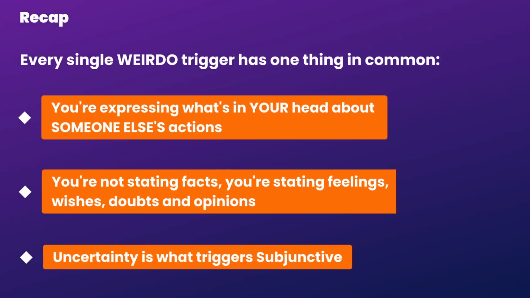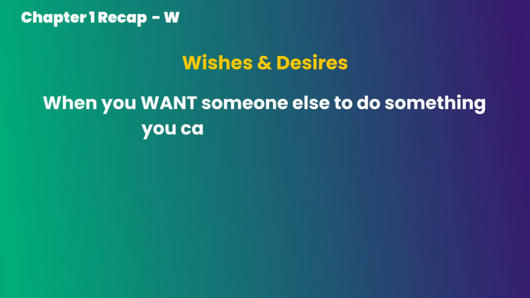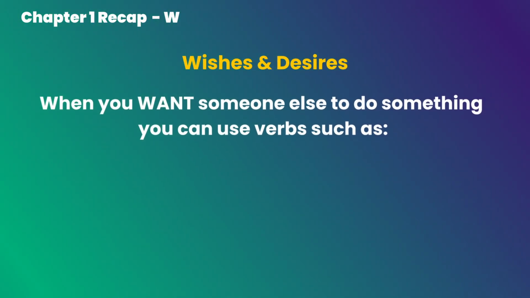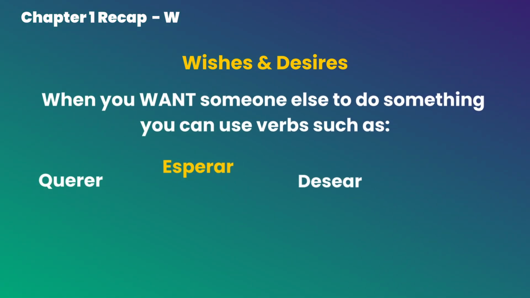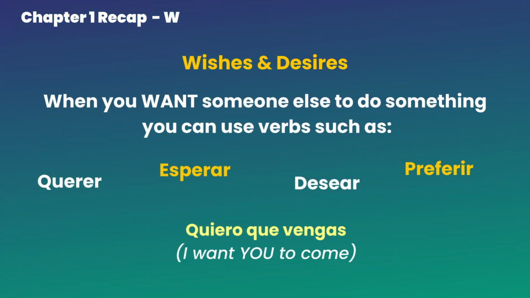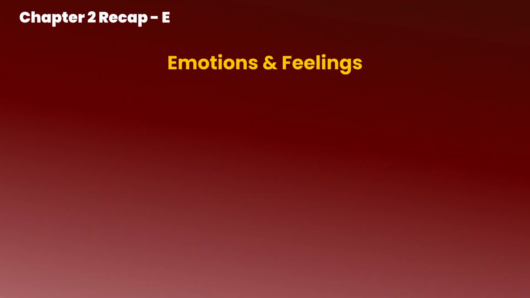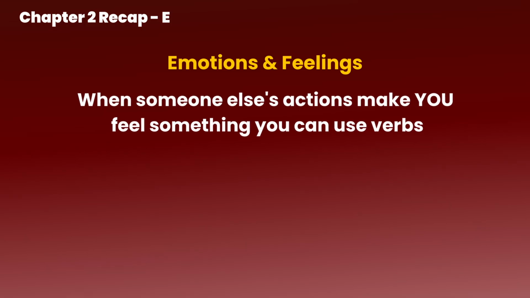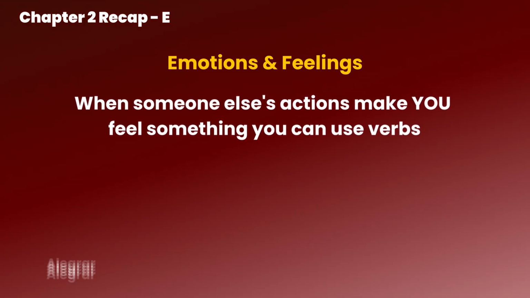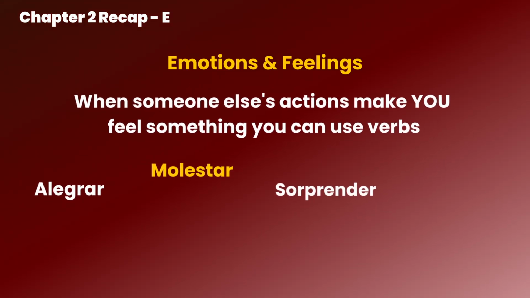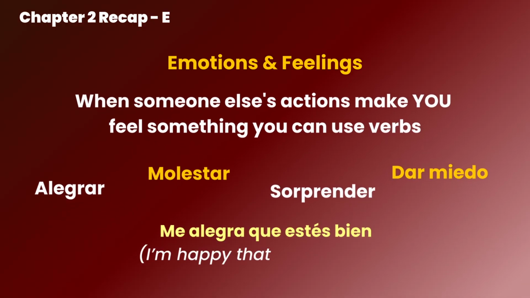Let's quickly go through each letter one more time. Chapter 1. Wishes and desires. When you want someone else to do something, you can use verbs such as querer, esperar, desear, preferir. Quiero que vengas. Chapter 2. Emotions and feelings. When someone else's actions make you feel something, you can use verbs like alegrar, molestar, sorprender, and dar miedo. Me alegra que estés bien.